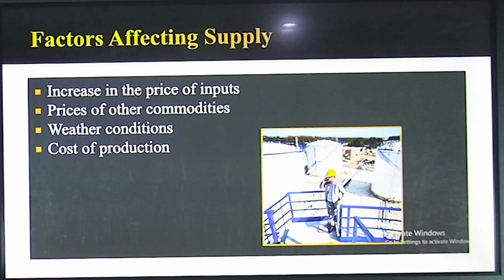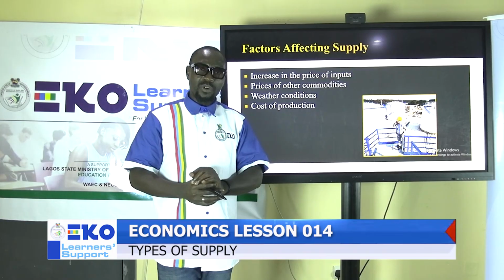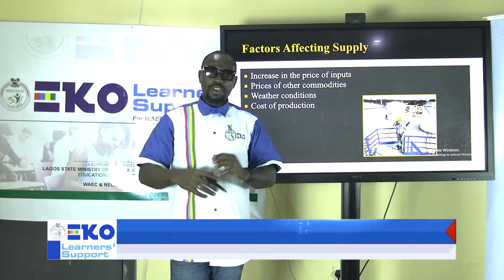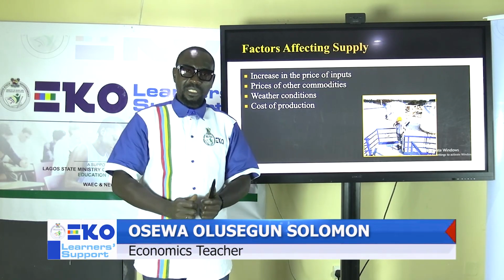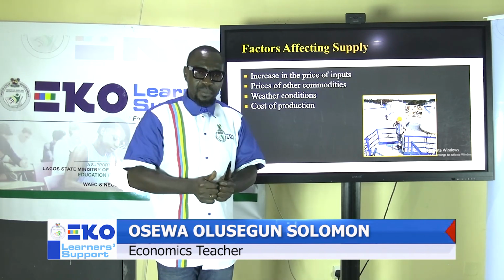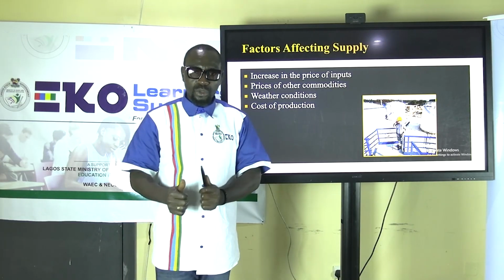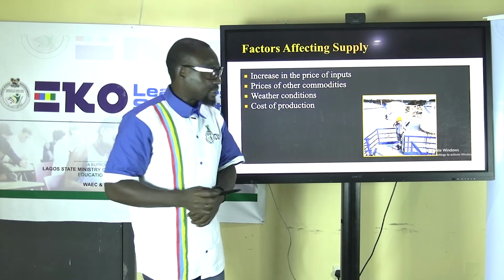Cost of production. What does it take to produce or to get the product out of the production line? The cost of production includes a number of things that we have already mentioned. For instance, the cost of inputs. So if the cost of the raw materials to produce a particular commodity is on the rise, it will invariably affect the cost of producing that commodity, which will also ultimately affect the supply of that commodity in the market.